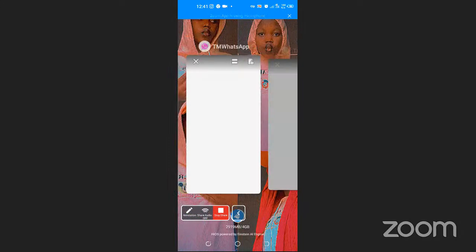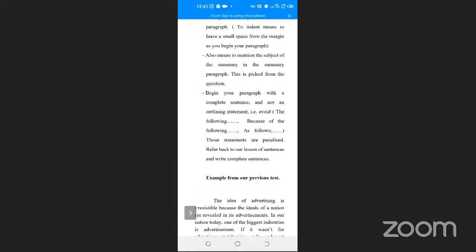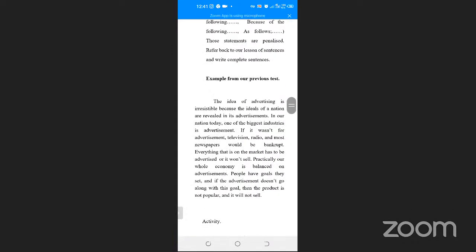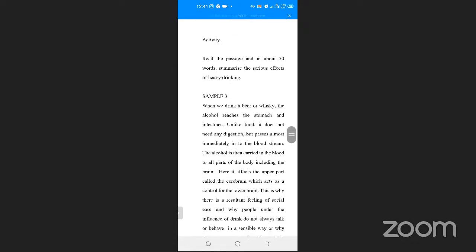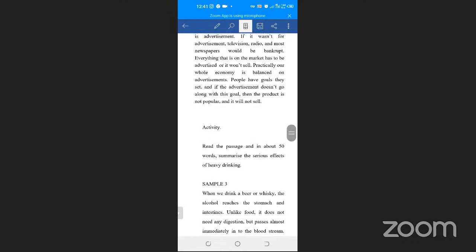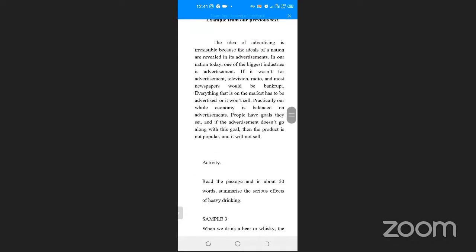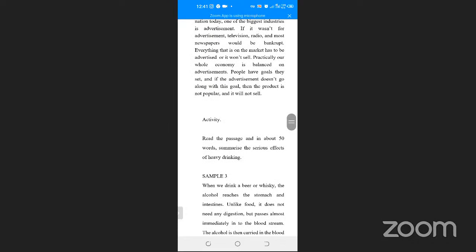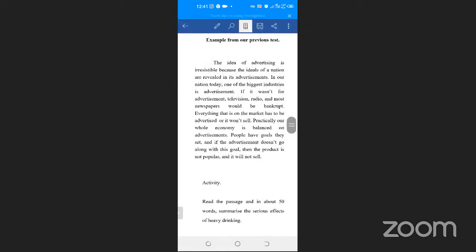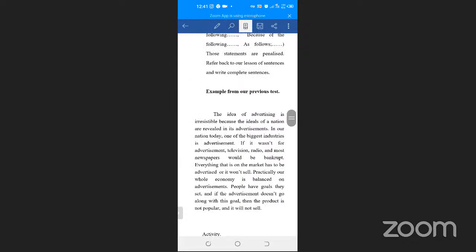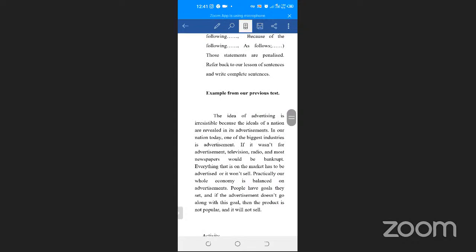Hope. Thank you. Scroll that to that passage. There, no. Sample one. That one. Okay. Peter, could you read that? No, it is up, Hope. That one. Peter, read. What exactly? Starting from example. Example from our previous test.